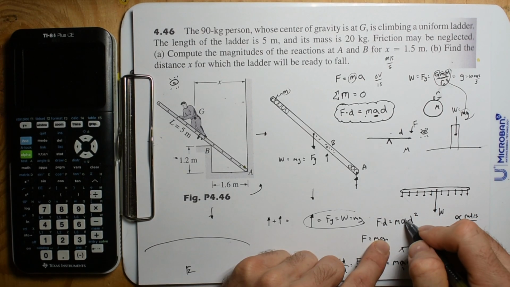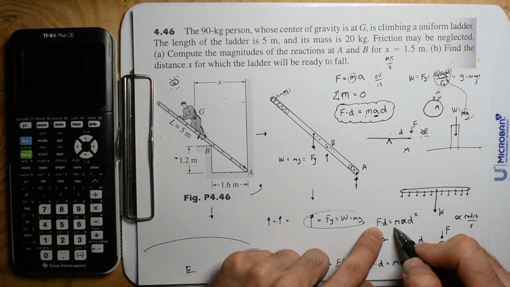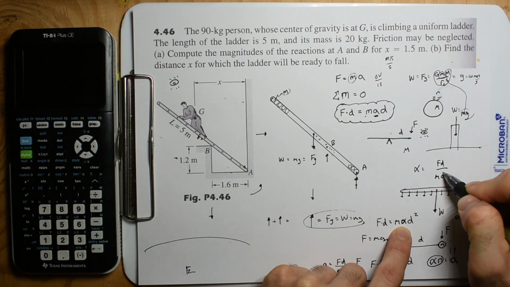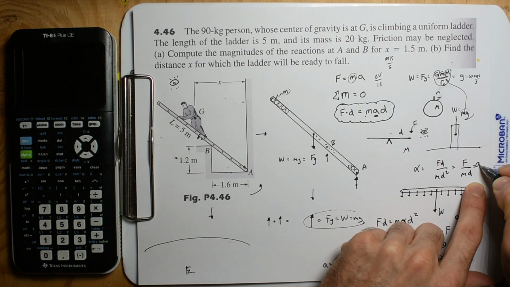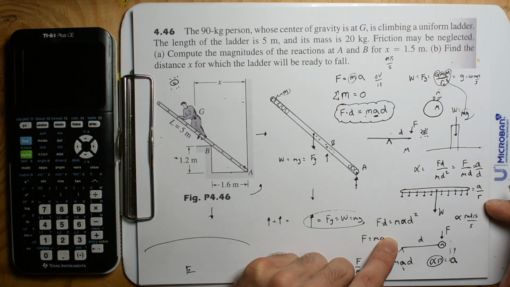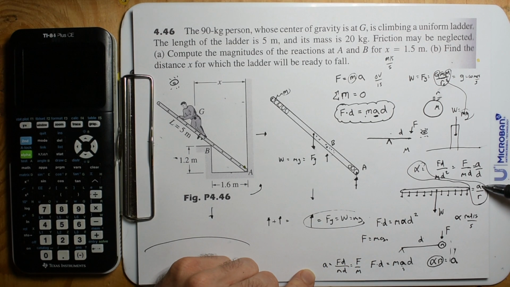And now we could solve for the angular acceleration, which is F d divided by m d squared, which would be F divided by m d, which is basically just the acceleration divided by the distance, or another way to say it, the acceleration divided by the radius, and that is the definition of angular acceleration. Radians times radius gives you that linear acceleration.